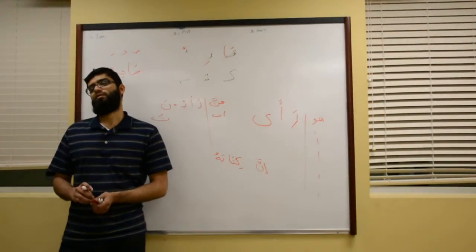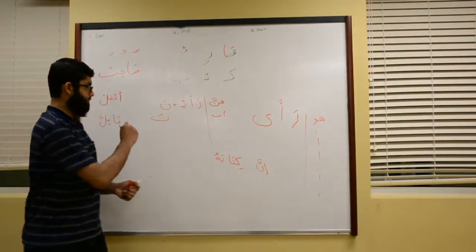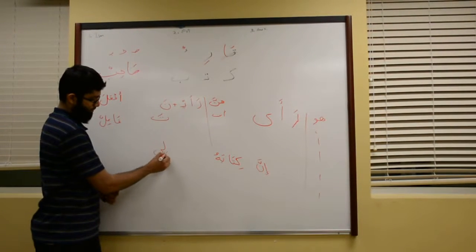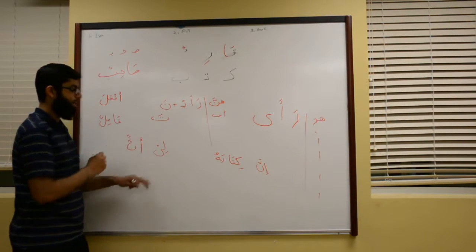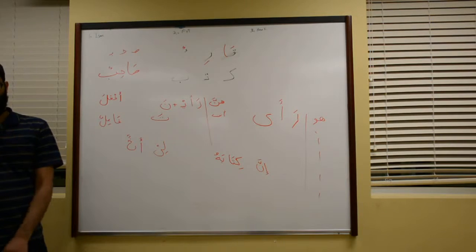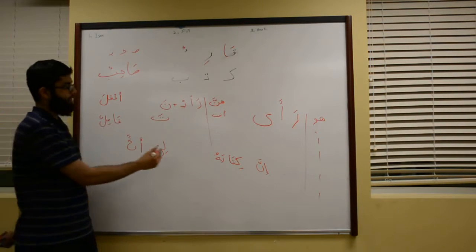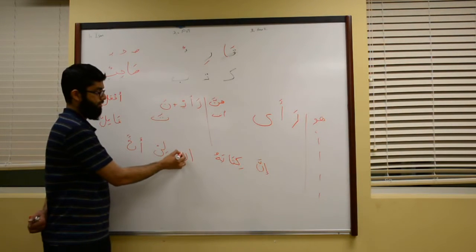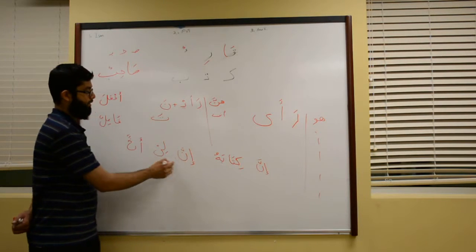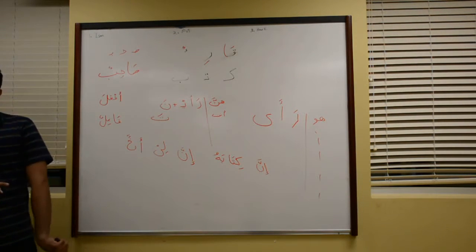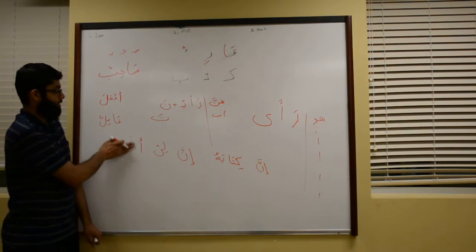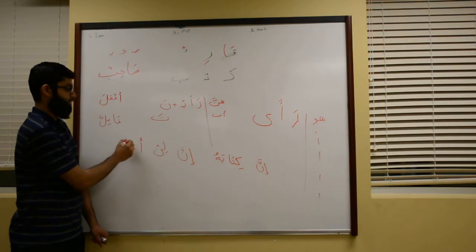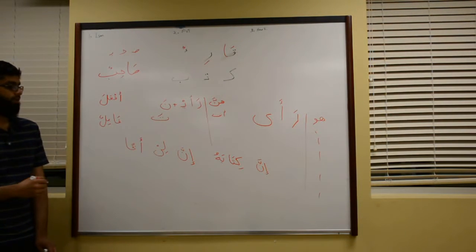Like if you say li akhun. So li akhun means what? I have a brother. So if you say indeed I have a brother, inna li akhun. No, akhan. We're gonna say akhan. Double fatha. We're gonna say inna li akhan.